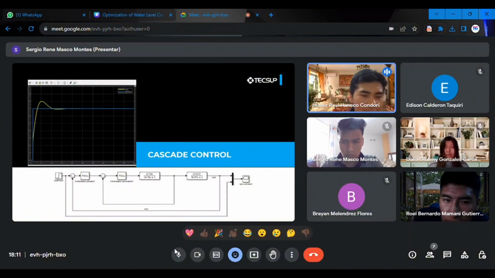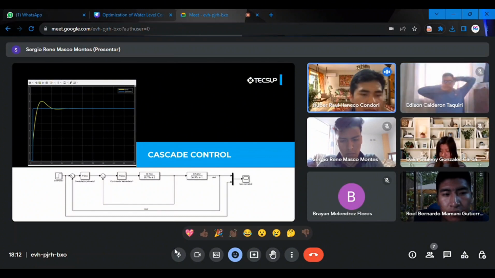Okay, this is the response of the system. In this case, the tuning is very good because the system stabilizes in approximately 15 seconds. It is a very good response, and the system does not present oscillations in this case. Okay, continue please.